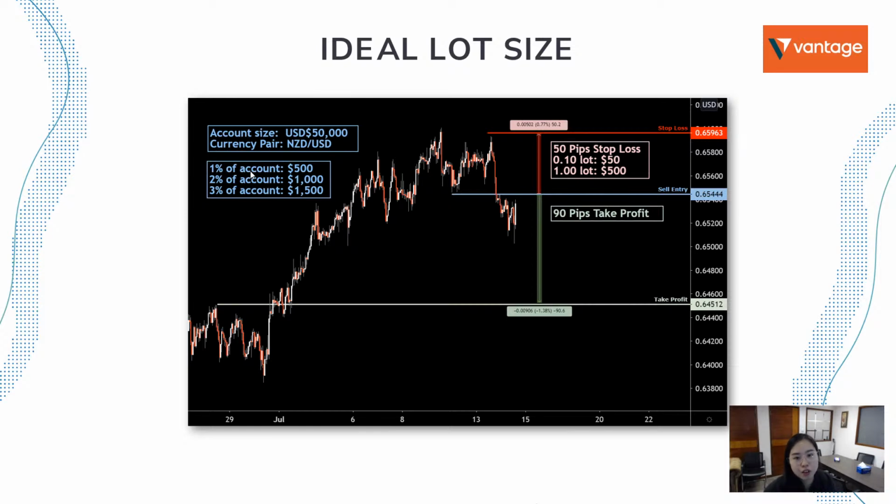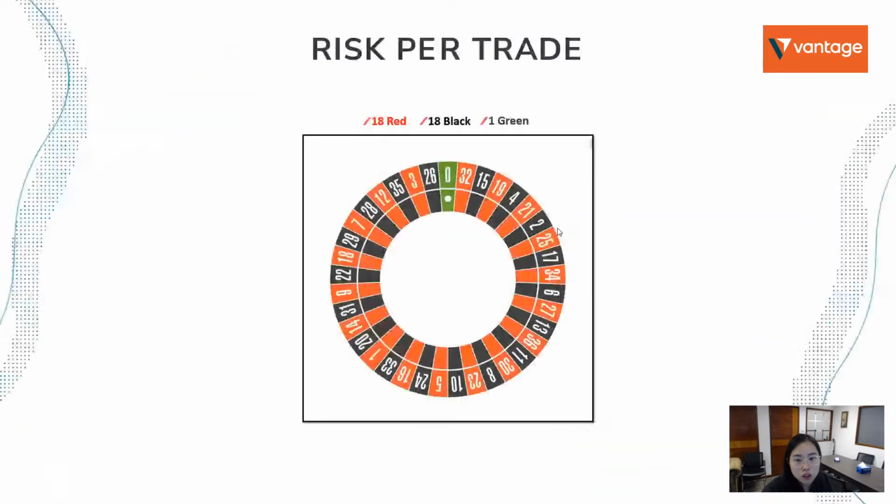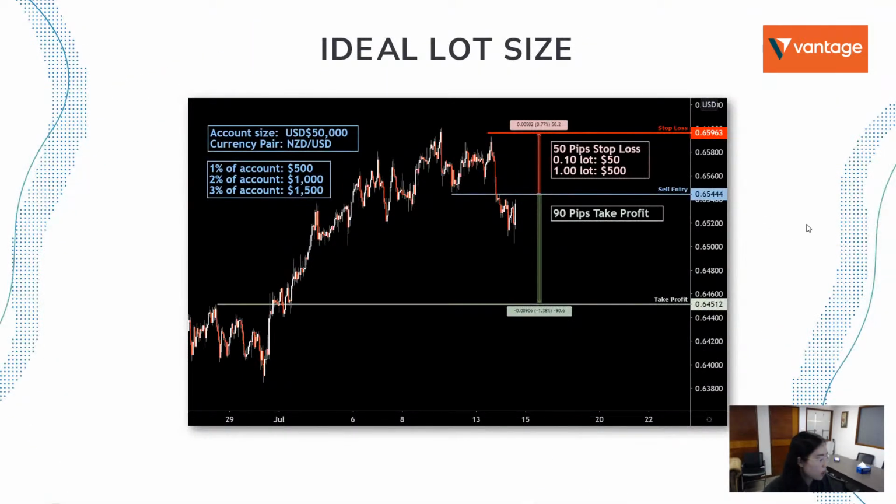But you need to decide from the get-go how much you think you're going to risk. Okay, so let's say we've decided that we're going to risk 1%. That means we're only willing to lose $500 with this trade with a $50,000 account. Okay, so now what we're going to do, oh, sorry, I moved the mouse.